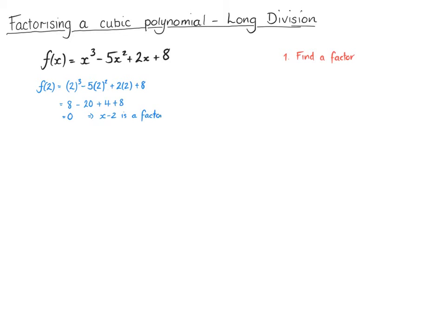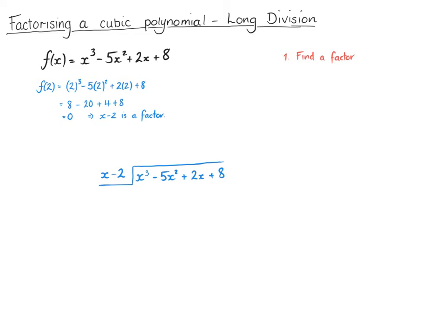Okay, so now this is where the long division comes in. Because when we have a factor, we can divide by that factor, and when we do so, we get left with what we call the quotient. So what we're actually doing is taking our original polynomial, x cubed minus 5x squared plus 2x plus 8, and dividing it by x take away 2.